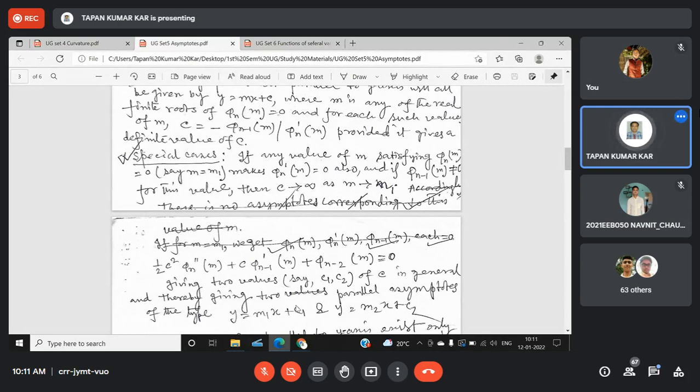In that case, you need to use the formula. Remember only this formula, that is enough. Half c square phi n double dash m plus c phi n minus 1 dash m.